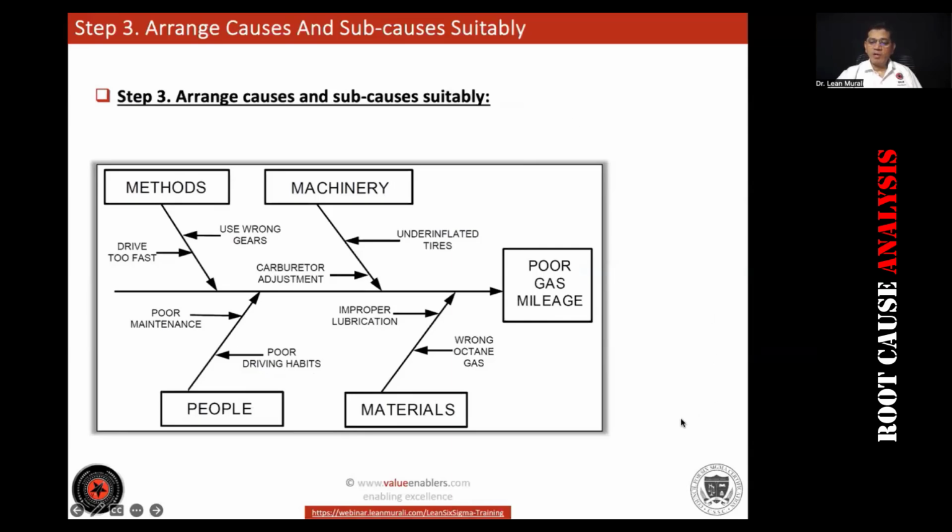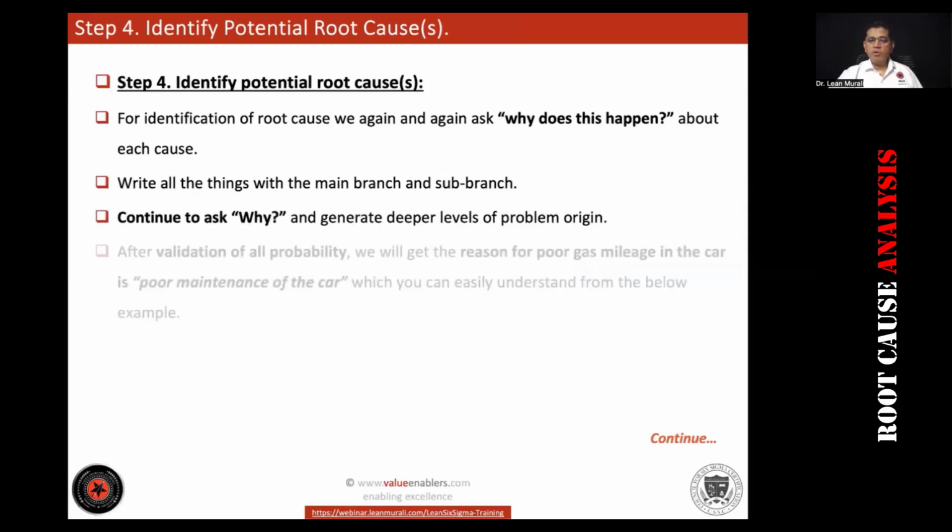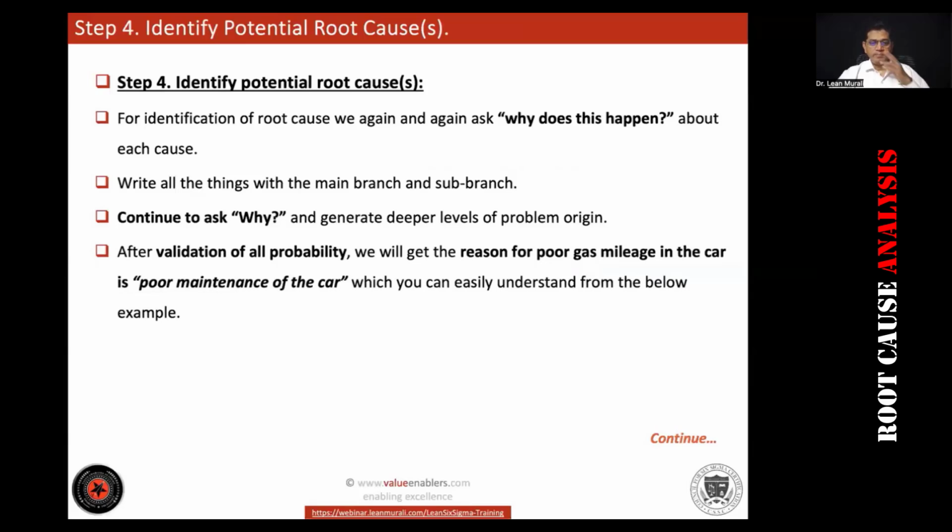If this is clear, on a scale of 1 to 10, please give me a 9 or 10 if it is super clear. To identify the root causes, we again ask, why does this happen? Write all the things from the main branch to the sub-branch. Continue asking why and go deeper. After validation of all possibilities, we'll get the reason for poor mileage.